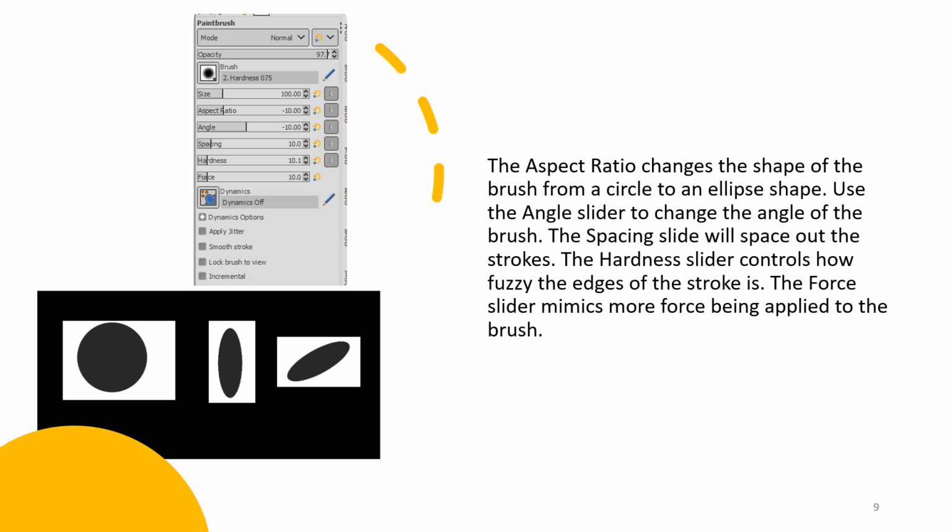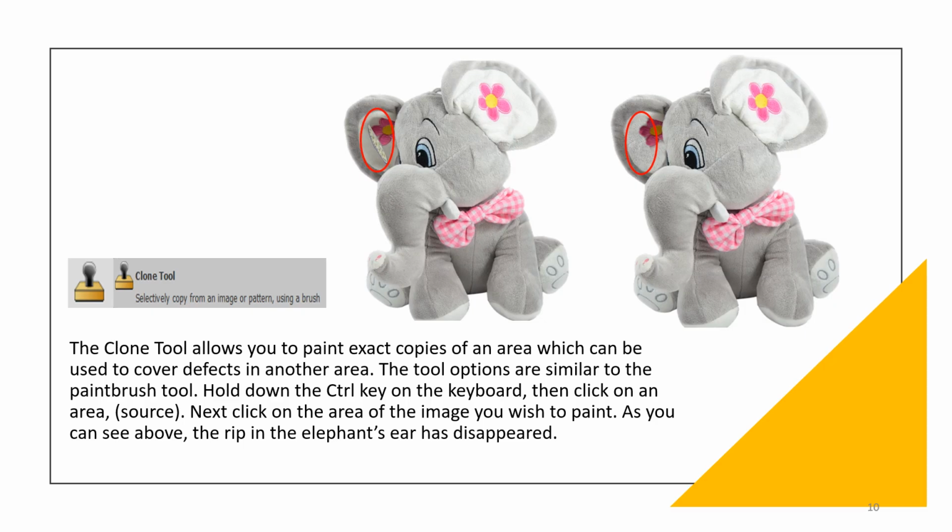Use the angle slider to change the angle of the brush. The spacing slider will space out the strokes. The hardness slider controls how fuzzy the edges of the stroke are. The force slider mimics more force being applied to the brush.